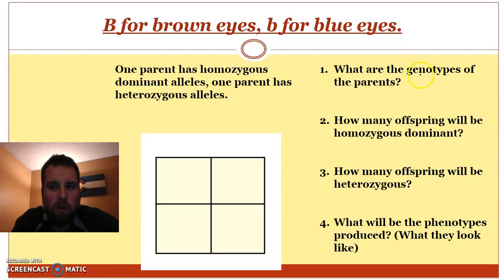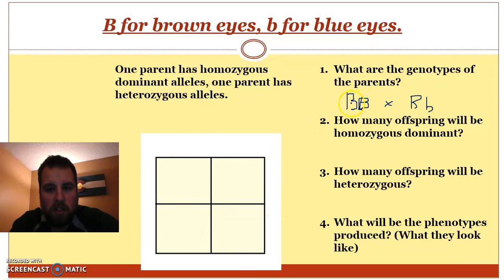So the first question is, what are the genotypes of the parents, right? What are the letters? The first parent says homozygous dominant, so the same and big. So first parent would be big B and big B. And the second parent, which we just do a cross, is heterozygous. Heterozygous means different, so it would be big B, little b. Now, how do we put these letters into this Punnett square?